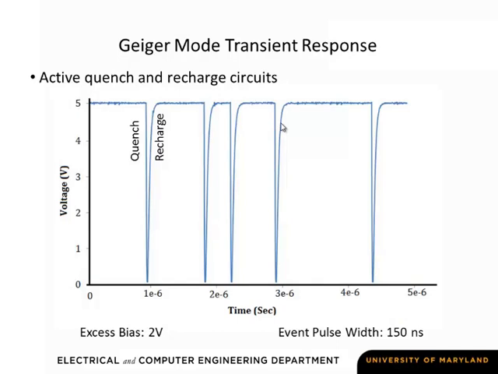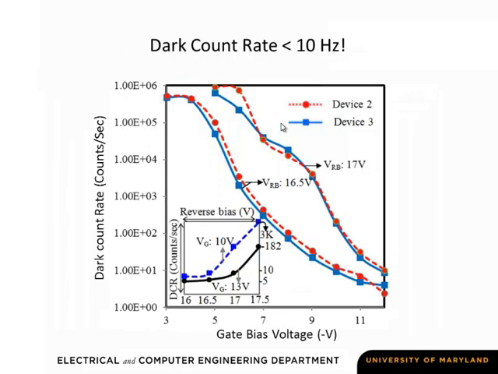In this case, our event pulse width is on the order of 150 nanoseconds. It's not as fast as some of the circuits that are reported in literature. This is implemented using a 0.5 micron CMOS process. I imagine the same as the one we saw in the previous talk.